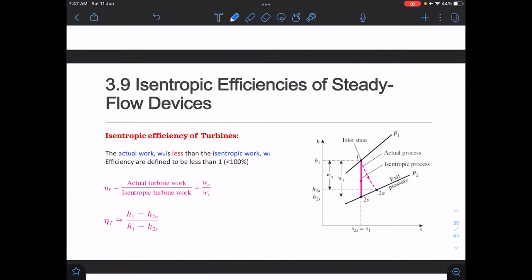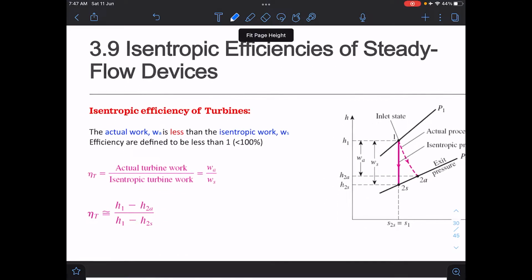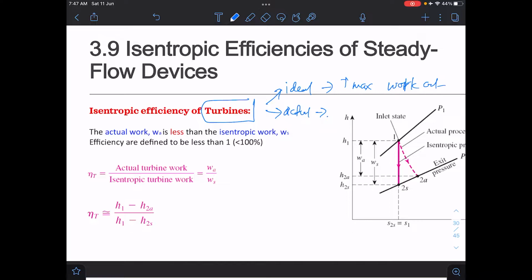Now, how to calculate the isentropic efficiencies? We start with the first steady flow device, which is the turbine. For the isentropic efficiency of the turbine, if we have an ideal turbine, it should have the highest or maximum power output, because that is the objective of why we design the turbine. If you have an actual turbine, you will experience a lower work output.